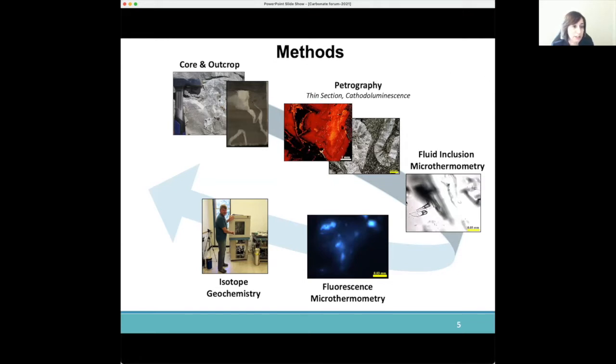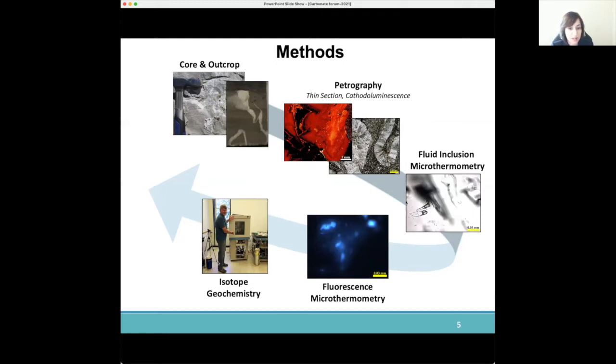Also, I conducted petrography and cathodoluminescence to define lithology and cement paragenesis and the relationship of carbonate cement with other diagenetic events. I conducted fluid inclusion microthermometry to determine salinity and temperature of late diagenetic fluids. And also used ultraviolet epifluorescence to identify petroleum inclusions.